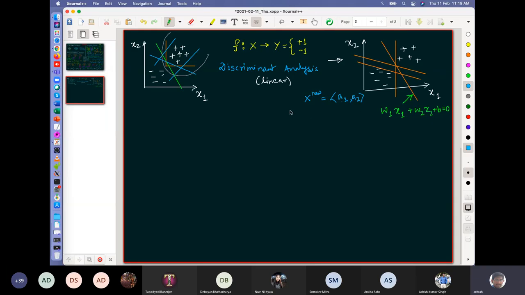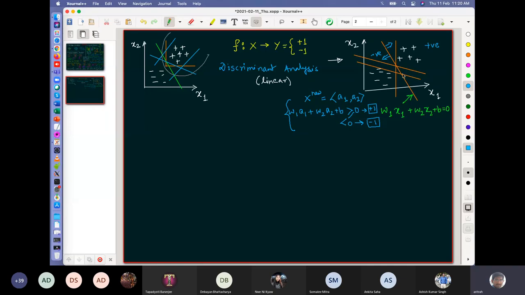So if W1 A1 plus W2 A2 plus B is greater than or equal to 0, you classify it as +1, right? If it is less than 0, you classify it as -1. That means if it is more, then it is on the right side of the line; if it is less, on this side of the line. So this side is positive with respect to this line, and this side is negative. That's how we classify any new point, right?